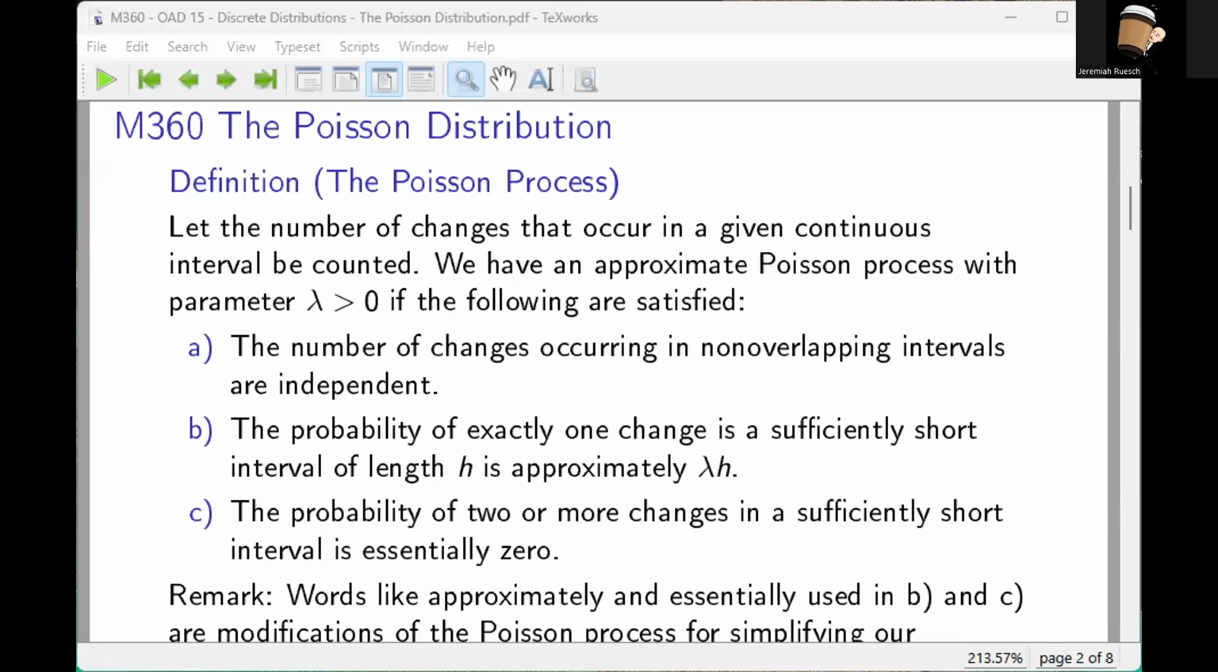All right, welcome back. We're going to look at a specific derivation of the Poisson distribution. So to get started with that, let's first define the Poisson process.